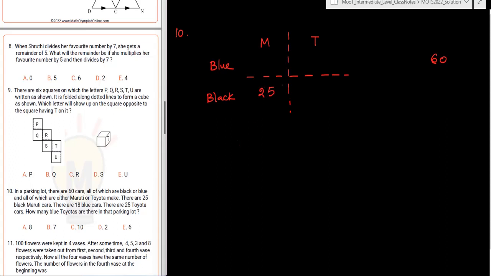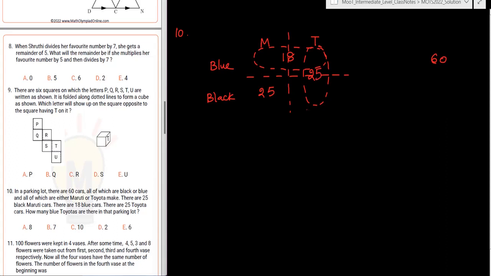There are 18 blue cars. Okay, so blue cars, all these put together, these are all the blue cars, right? So that is 18. I don't know how many of them are Maruti and how many of them are Toyota. So I'm going to put it right in the middle. The entire blue cars totals to 18. There are 25 Toyota cars. All right. So Toyota cars here, these are the Toyota cars. Again, I don't know how many of them are blue, how many of them are black, but the total Toyota cars given to be 25.